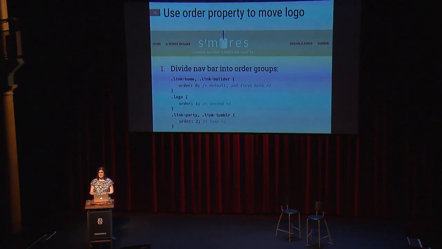But if sibling Flex items have different order values from each other, the browser will lay them out in ascending order of those values. So I want the first two links to stay first, so they need the lowest order value. So I'll just keep them at the default of 0. The logo comes next, so it needs the next highest order value, 1. And then the last two links need to come after the logo, so they get the next highest order value, 2.